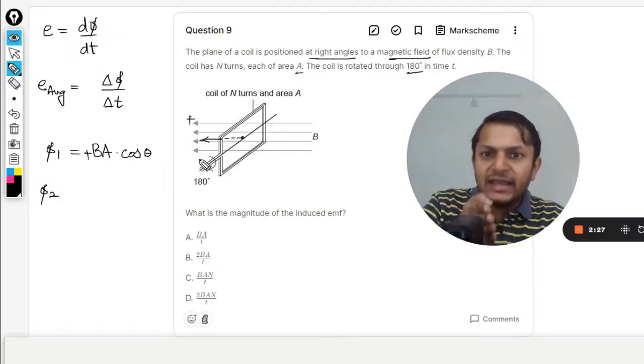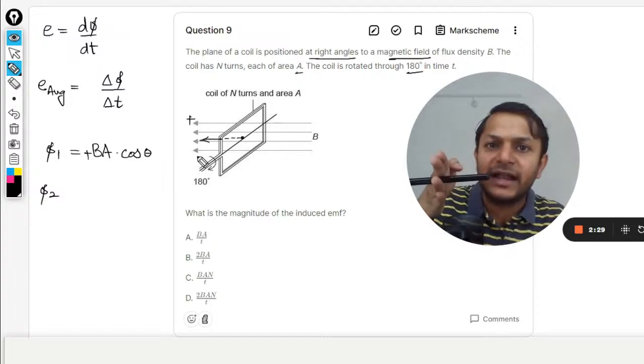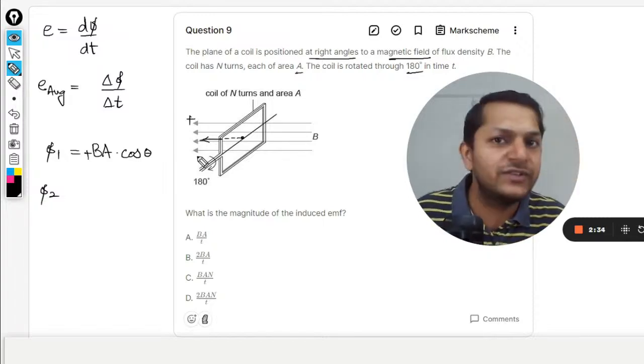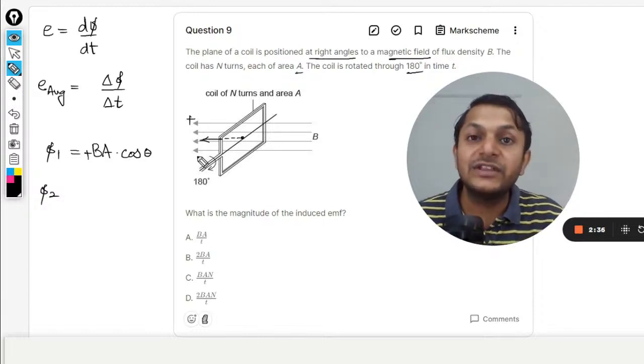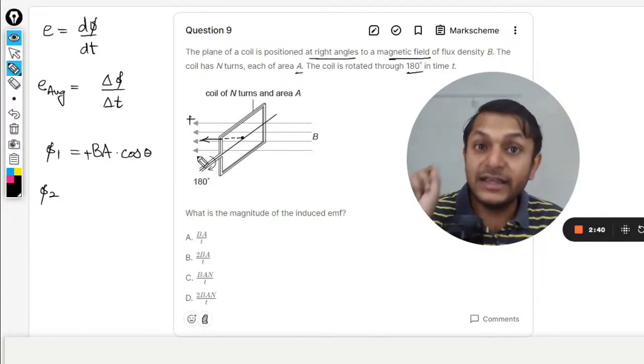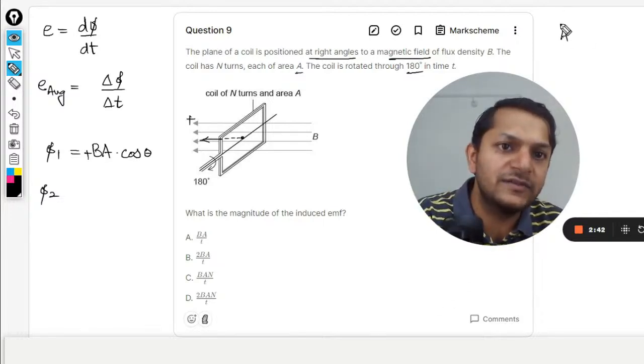You see, the plane is at 90 degrees with the magnetic field. The plane of the coil is at 90 degrees, but we are not concerned with the plane of the coil. We are concerned with the area as a vector. Yes, area is a vector. Now, I'm concerned with the area vector.